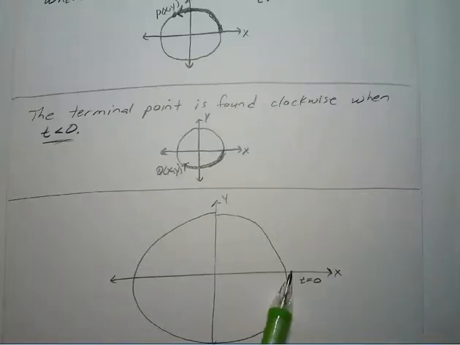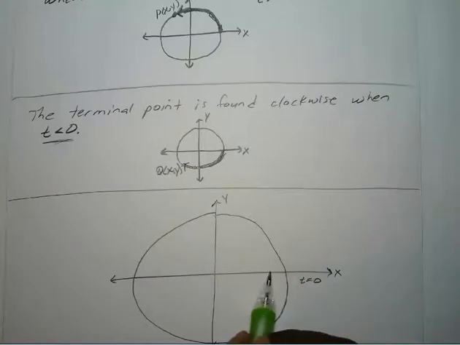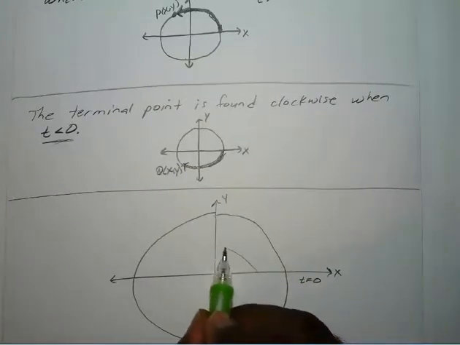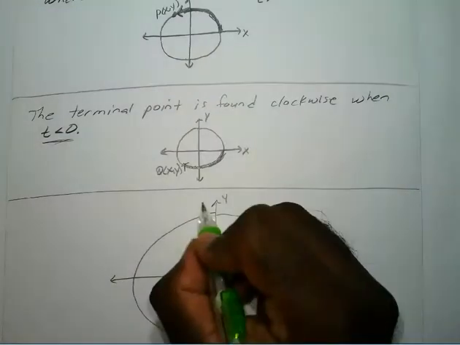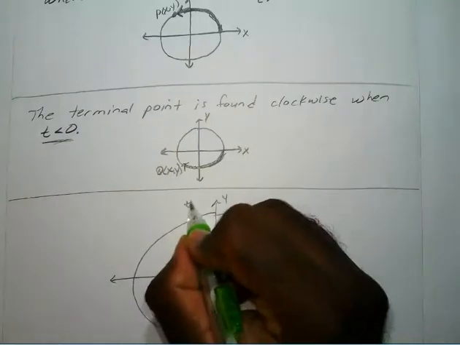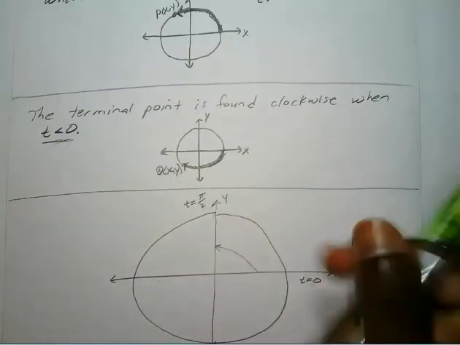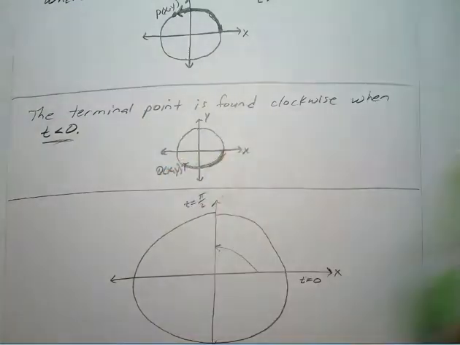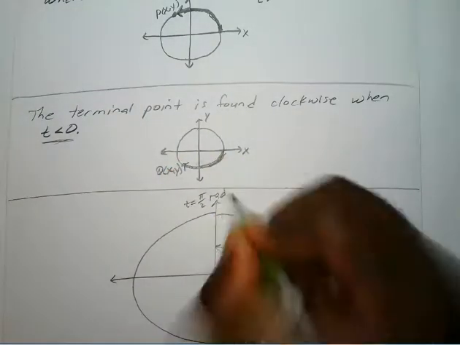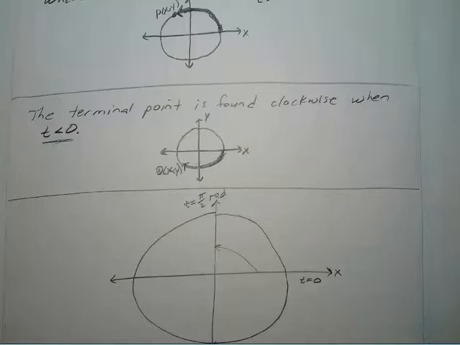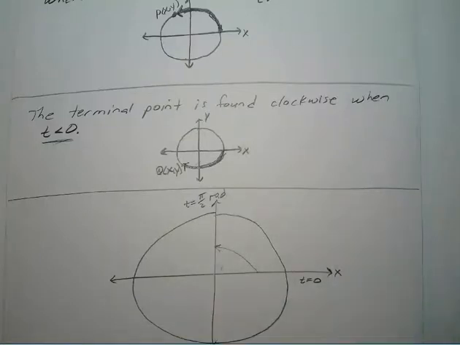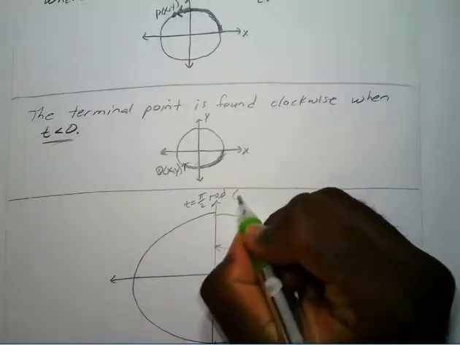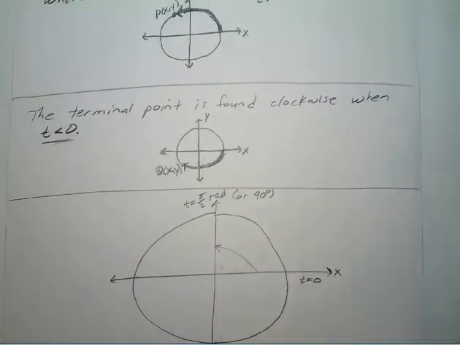Okay, so when you go from here up to your y-axis, you're actually going from 0 to t equals pi over 2 radians. Okay, so whenever you have that 90-degree angle, that's pi over 2 radians, or 90 degrees.